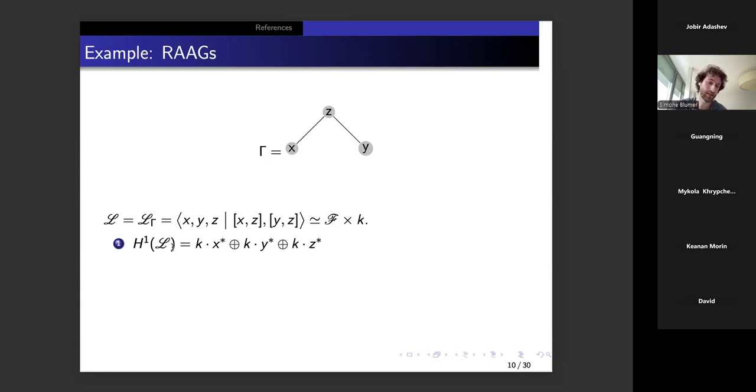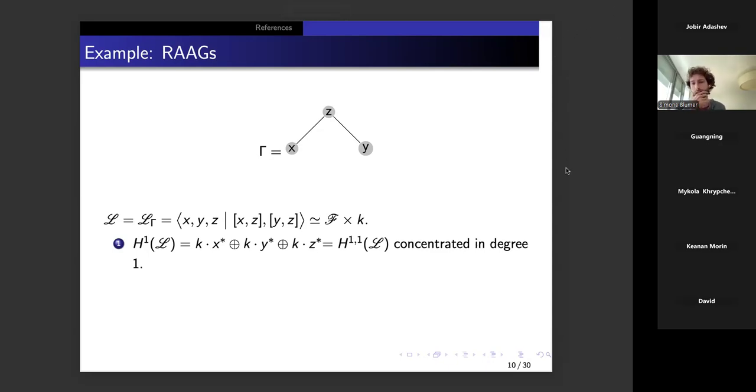In fact, you can see that an easy computation shows that the first cohomology group is the linear span of the dual basis of the canonical basis for the Lie algebra. By canonical basis, in the case of right-angled Artin Lie algebras, I mean the basis consisting of the elements corresponding to the vertices of the graph. So the first cohomology group is three-dimensional, as the graph has three vertices, or equivalently, the Lie algebra is generated by three elements. And you can see that it is concentrated in degree 1.